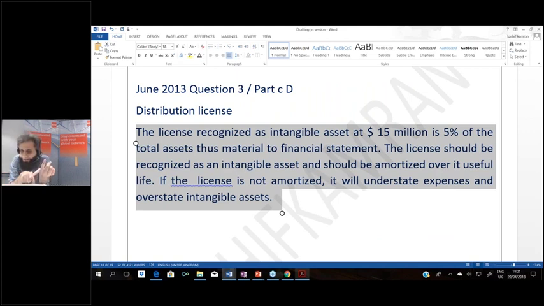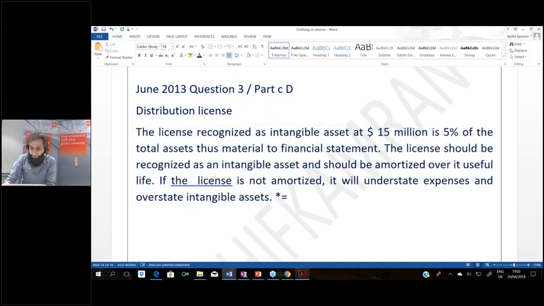The license recognized as an intangible asset is 5% of the total assets. That's material to the financial statement. The license should be recognized as an intangible asset and should be amortized over its useful life. If the license is not amortized, because there's nothing given in the case, it will understate expense and overstate the intangible assets. See, till this point, I'm getting my 3 marks out of the 5 quickly. These are so time efficient questions in exam paper, if you can just keep them specific to the case.